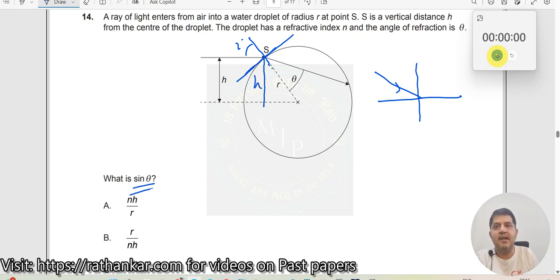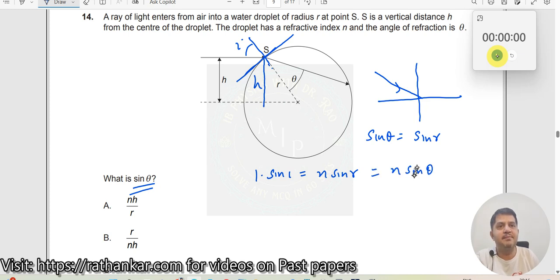Now he is asking what is sin theta. In our words, sin theta is nothing but sin r, because r is the angle of refraction, not this r. So this is your angle of refraction, and you need to get this value. By Snell's law, 1 into sin i is equal to n into sin r. Here, instead of r I will put theta, so it is n into sin theta. Therefore sin theta is equal to sin i divided by n. That's what we have here.